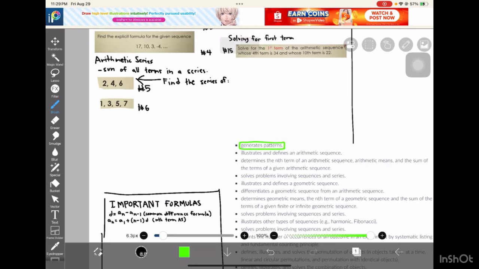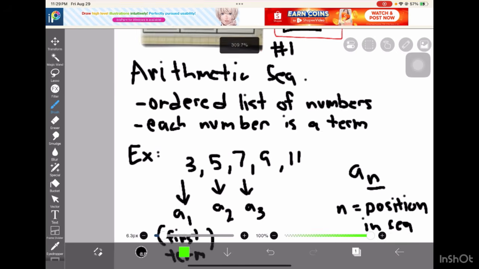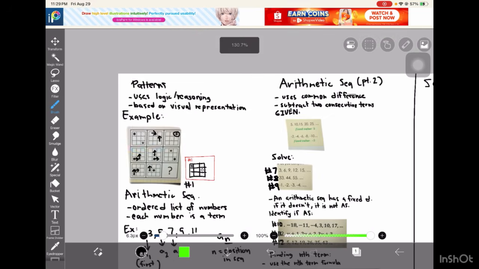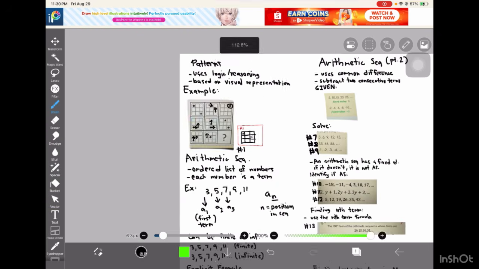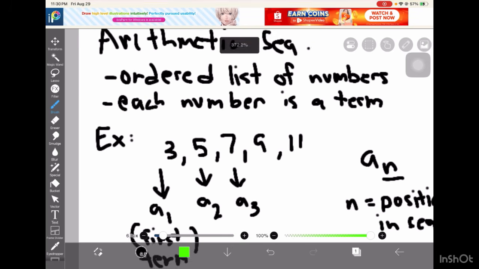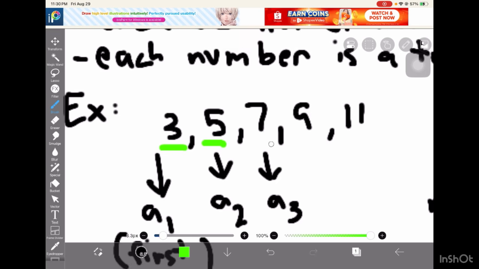Next, illustrating and defining an arithmetic sequence. An arithmetic sequence is an ordered list of numbers with a common difference. I forgot to put that there because I separated it from part 2. Sorry about that, but we have a common difference and we'll get to that later. Each number is a term. So this 3, this 5, this 7, this 9, and this 11 is called a term.